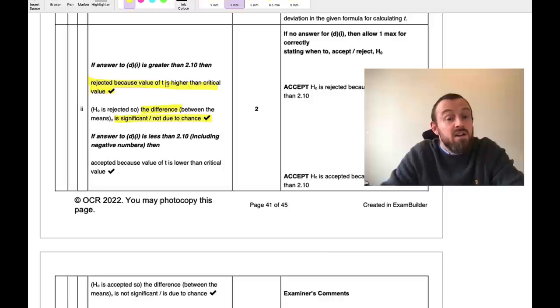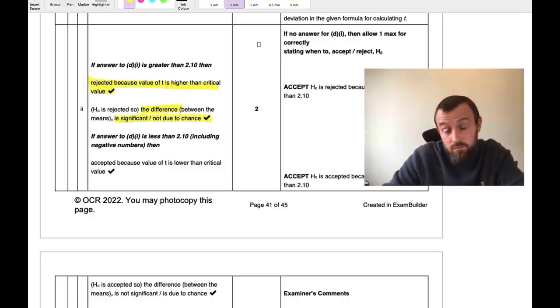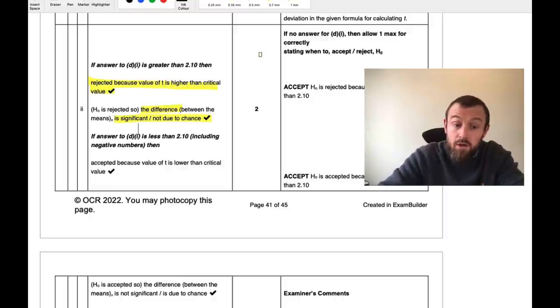I reject the value because the value of T is higher, which means that the difference is significant and not due to chance. Could be error carried forward. If you miscalculated your t-value, you could have said, oh, I accept it, and it is due to chance because I got a low t-value.